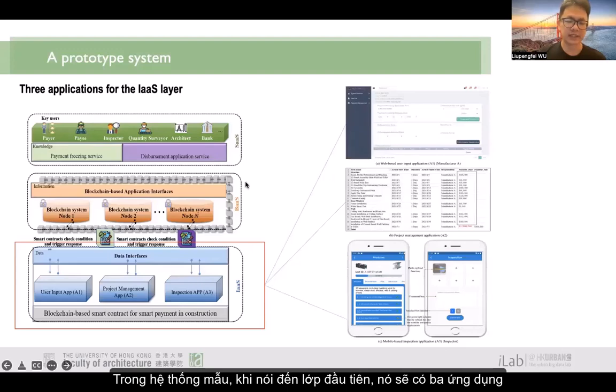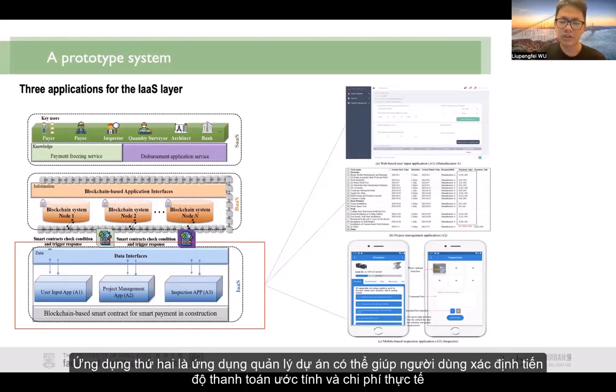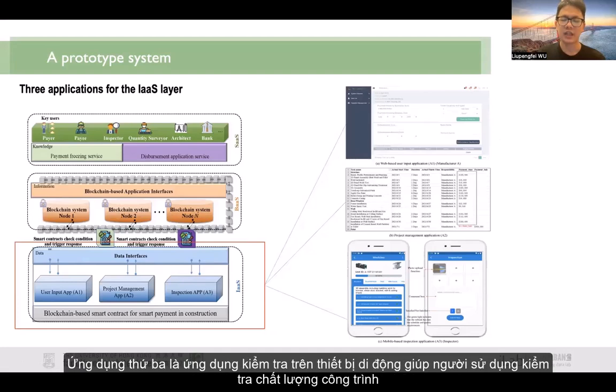So in the prototype system, when it comes to the first layer, we have 3 applications. The first application is the web-based user input application, which helps the users to submit the payment freezing request or the disbursement request. The second application is a project management application, which can help users to determine the estimated progress payment and the actual cost.